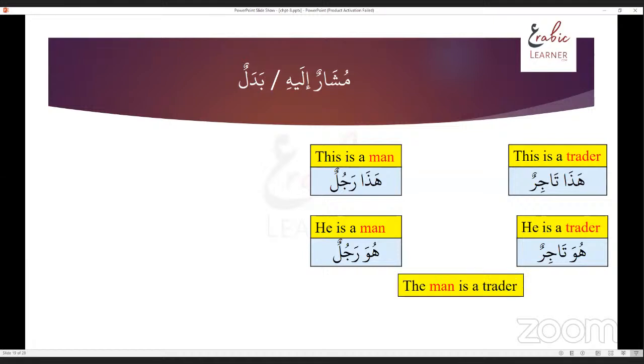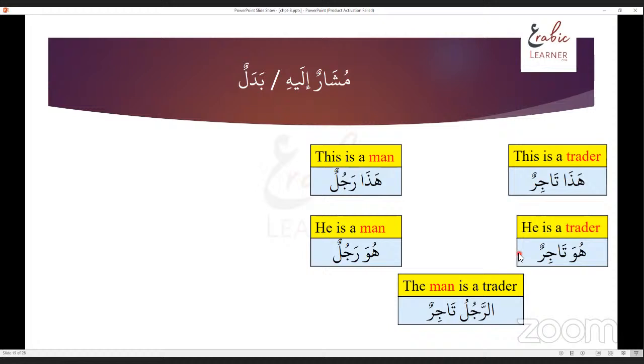Now, the man is a trader. I'm not trying to confuse you, but I'm testing your knowledge. The man is a trader. Ar-rajulu tajirun. Well done, mashallah. Now, what are all these? Hada tajirun, huwa tajirun, hada rajulun, huwa rajulun, ar-rajulu tajirun.